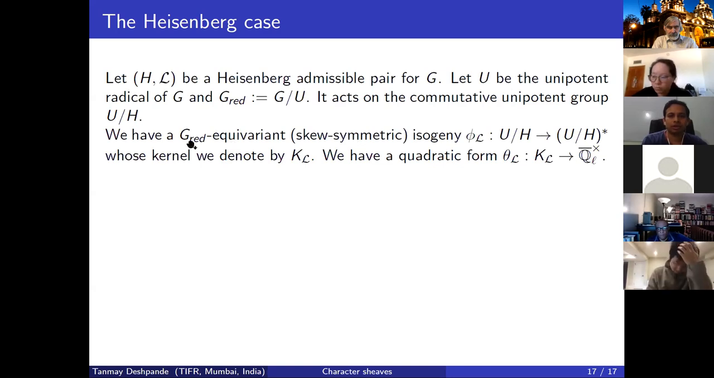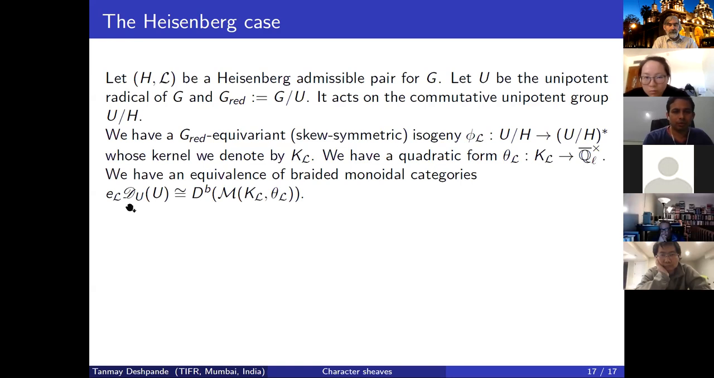We have the G red equivariant skew symmetric isogeny that was there in the definition of admissible pairs, from U mod H to this. And let's call the kernel of this isogeny KL. So this is a finite p-group. And in fact, whenever we have a skew symmetric isogeny, we can define a quadratic form on the kernel of this isogeny.